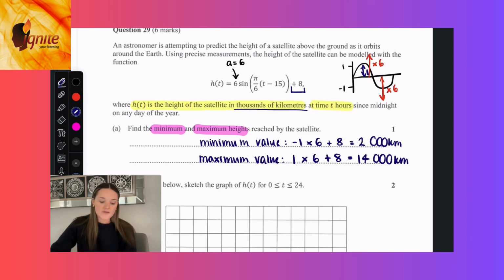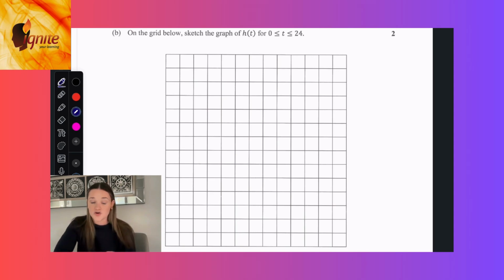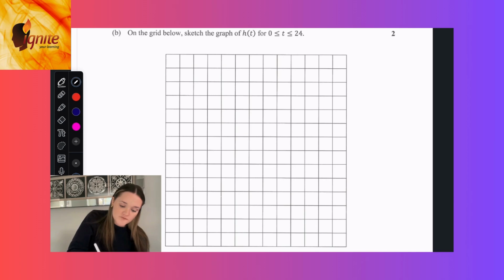Okay, now that we've found the maximum and the minimum values, we can move on to sketching the graph of h of t between 0 and 24. What you need to do is draw your vertical and horizontal axes, labeling your horizontal axis as t and your vertical axis as h in terms of t.